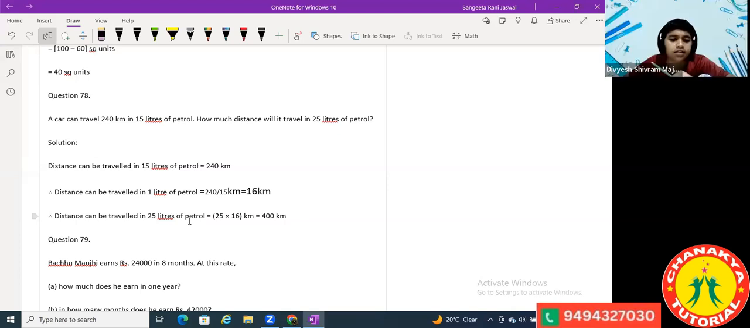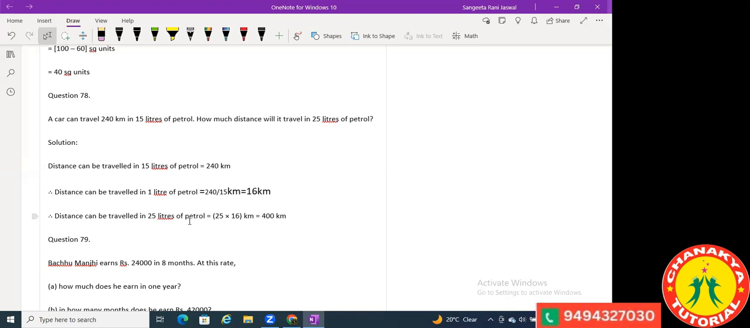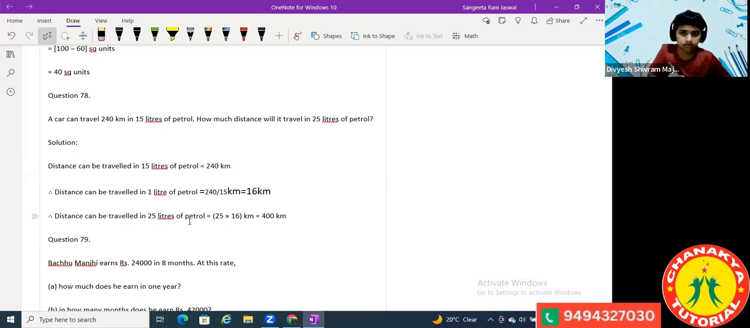Ma'am, we should take the petrol on one side and kilometers on another side. Yes, you can do with the unitary method also. You can do with the proportion method also. Please do it. Okay, everyone, please do.